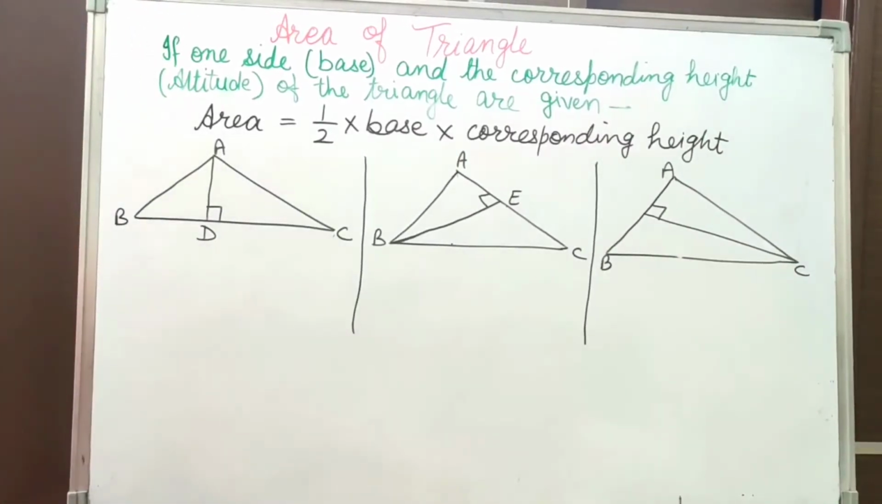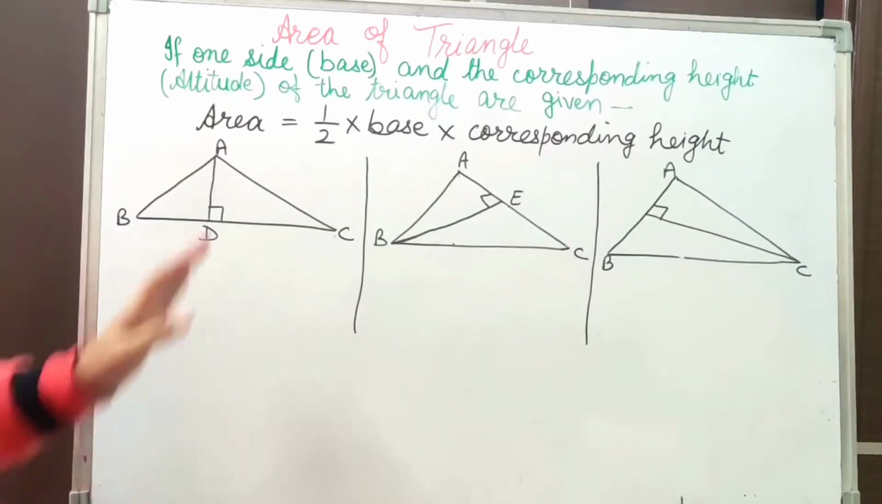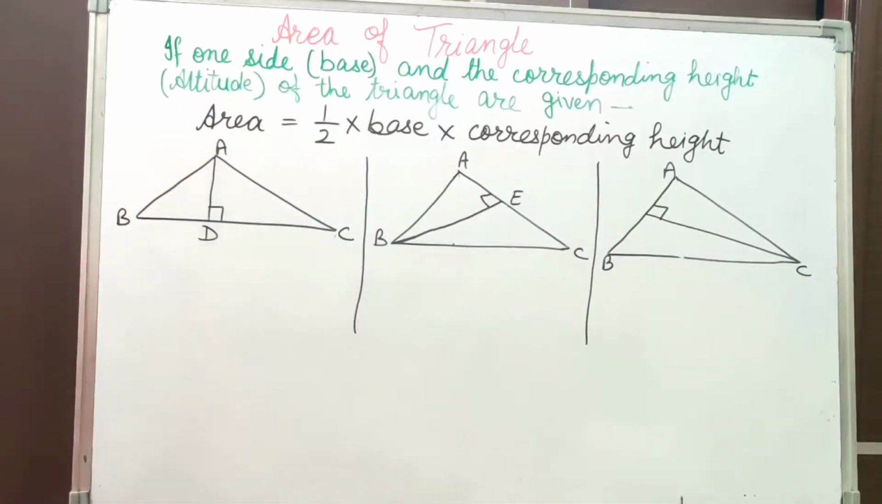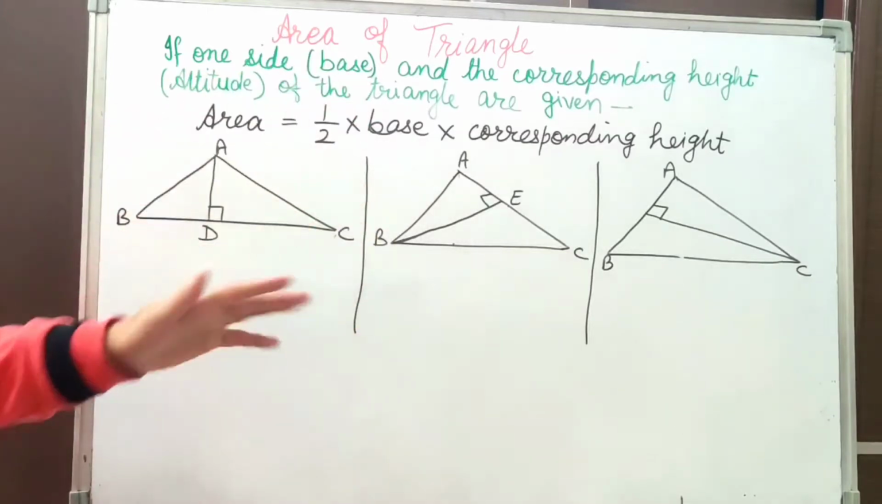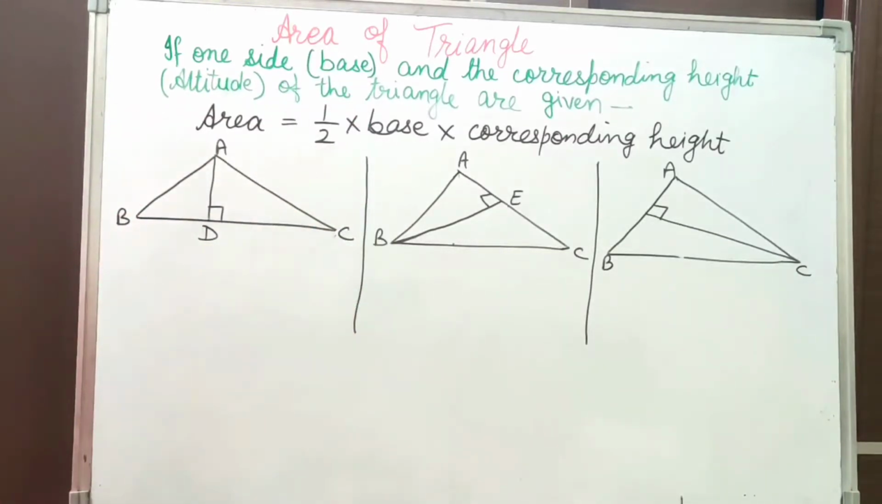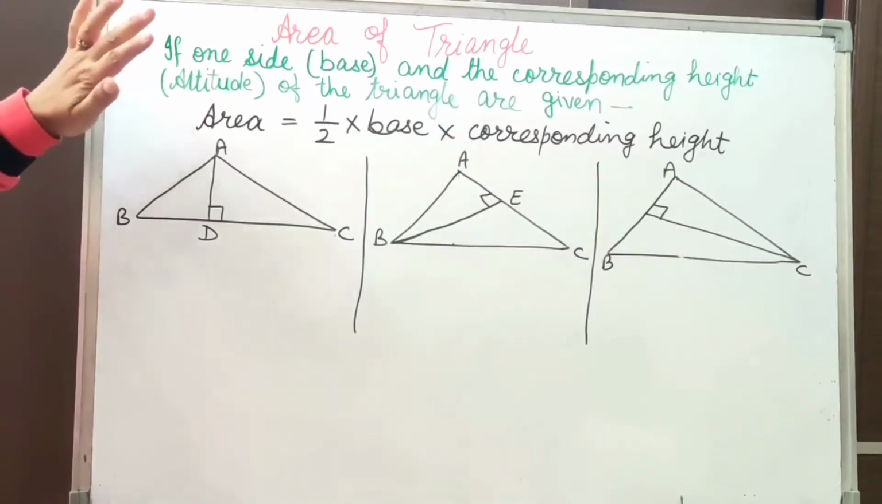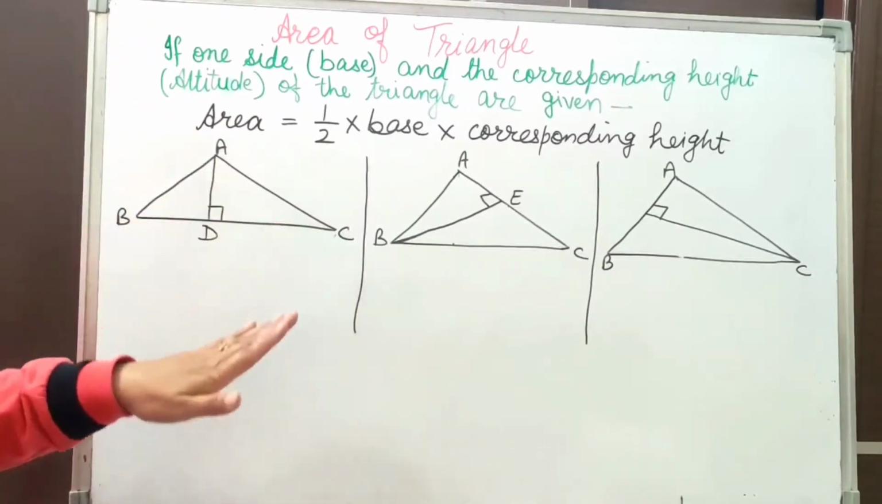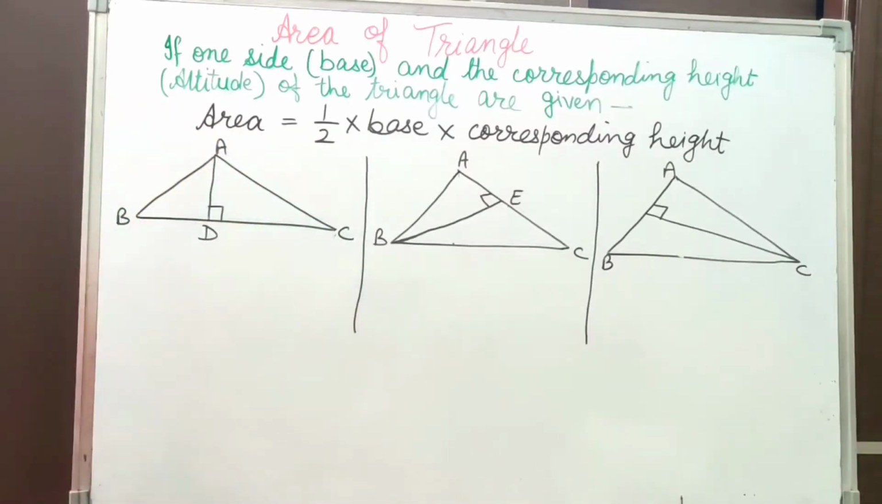Hello everyone. In this video I am going to start a new topic, mensuration, and from mensuration I have taken the area of a triangle. Students, the first case is when we are given one side, that is the base, and the corresponding height, which is also known as the altitude. In that case the area of the triangle is 1 upon 2 into base into corresponding height.